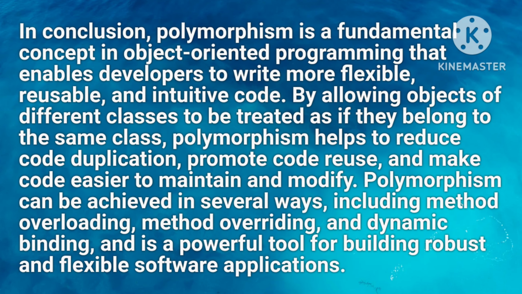In conclusion, polymorphism is a fundamental concept in object-oriented programming that enables developers to write more flexible, reusable, and intuitive code. By allowing objects of different classes to be treated as if they belong to the same class, polymorphism helps to reduce code duplication, promote code reuse, and make code easier to maintain and modify. Polymorphism can be achieved in several ways, including method overloading, method overriding, and dynamic binding, and is a powerful tool for building robust and flexible software applications.